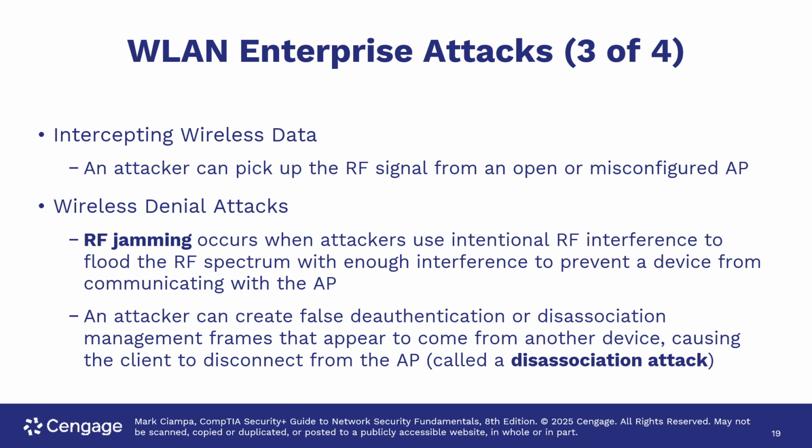You have wireless denial attacks. These are interesting because they're interrupting the sessions. So look at these. RF jamming occurs when attackers use intentional RF interference to flood the RF spectrum with enough interference to prevent a device from communicating with the access point. Kind of like standing in a noisy room, and it's so noisy you can't hear the other person talking. The noise in that room is, quote, jamming your signal, so to speak.